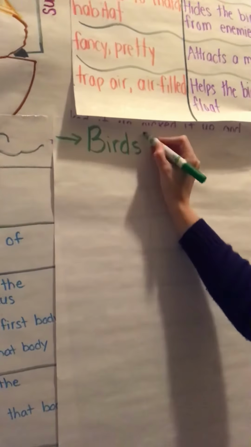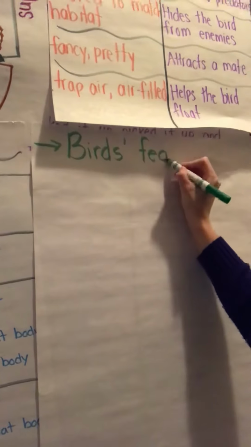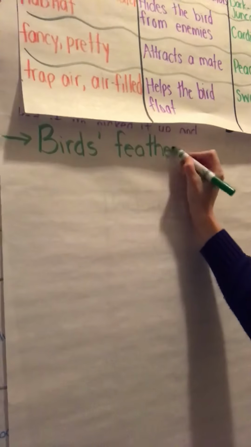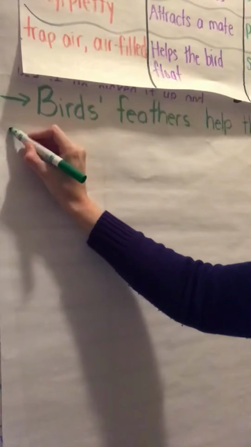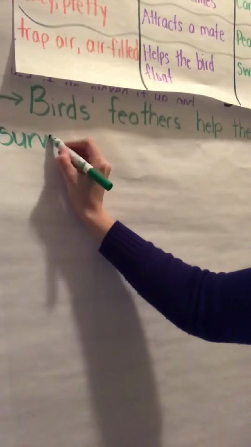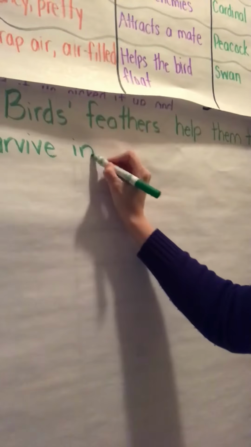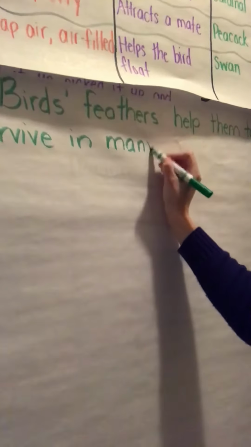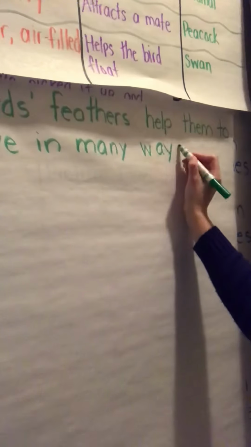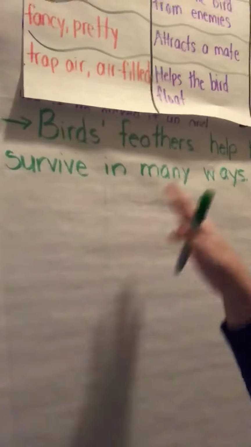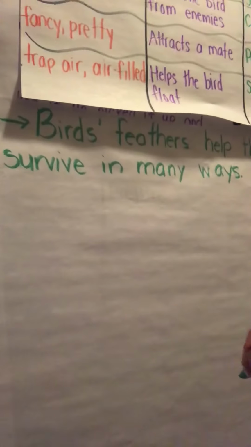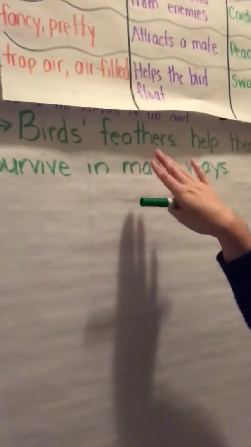So, birds' feathers help them to survive in many ways. So this is telling us what our paragraph is going to be about. We're going to talk about the different ways that feathers help birds survive. So this is our focus statement or our topic sentence.